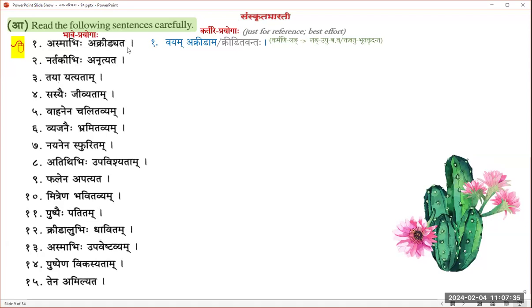forces two variations. One is the Yakara insertion and the forcing of the Atmanepadi endings.